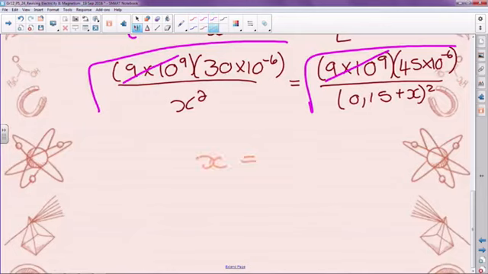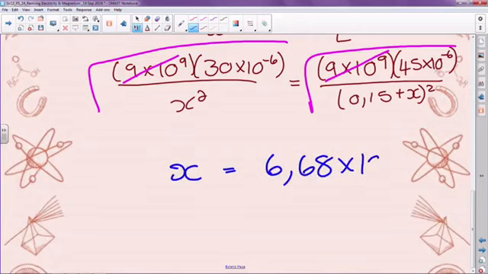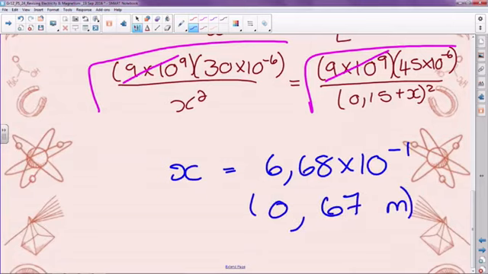Go home and practice. You need to get a final answer of, let's make it blue so you can see. There we go. Final answer of 6,68 times 10 to the minus 1, or it's just going to give you 0,67 meters. Okay? I'm going to leave it up to you to do the maths.